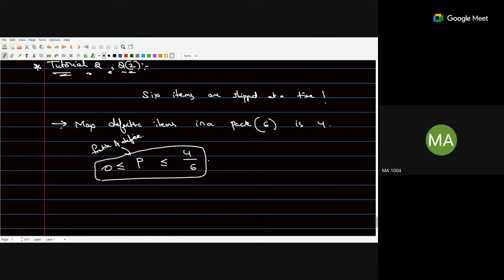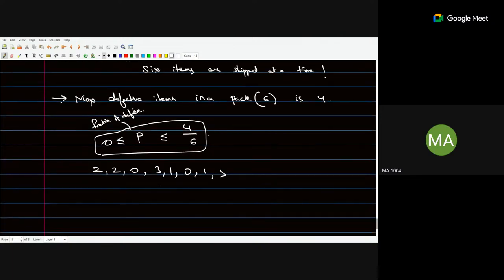What could be my best prior looking at the sample given? It has 0, 1 defective items, 2, 3 defective items, but I didn't see 4, so everything is possible: 0, 1, 2, 3 and all. So the best prior I can choose is uniform, uniform up to 4/6, because I can't infer much more.